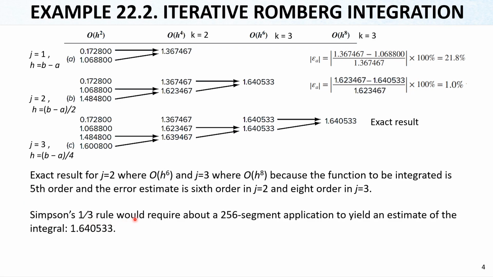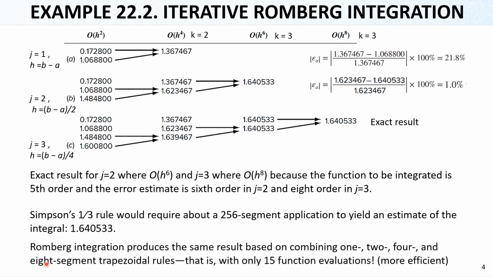Simpson's 1/3 rule would require about 256 segment application to yield an estimate of the integral. You can see here. And Romberg integration produces the same result based on combining 1, 2, 4, and 8 segment trapezoidal rules. Which means with only 15 function evaluations, you can get the exact result. So if you compare with Simpson's 1/3 rule, which requires 256 segments to get the exact result, it's just 15 function evaluations. It's much more efficient, you can see.